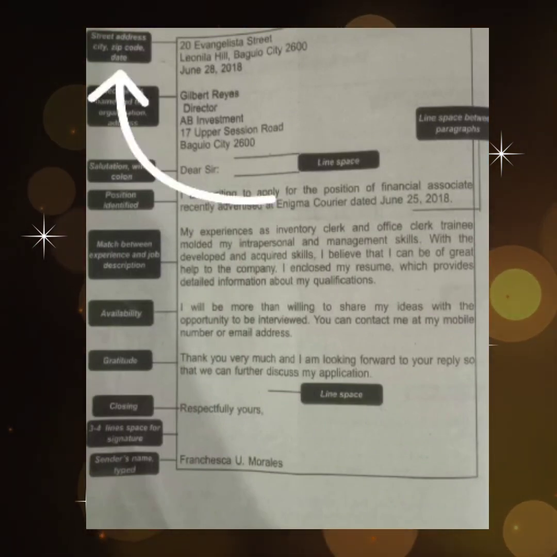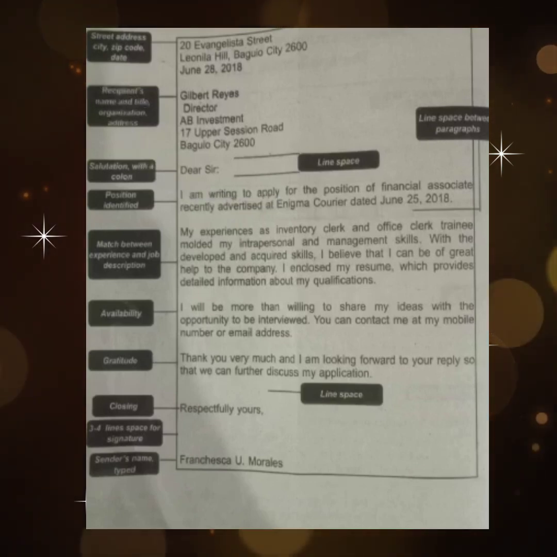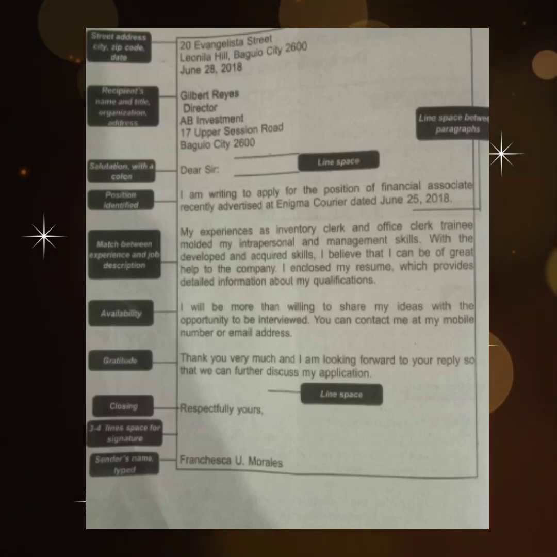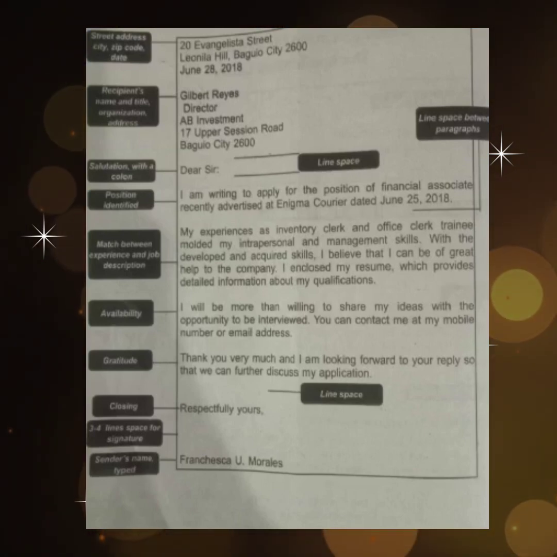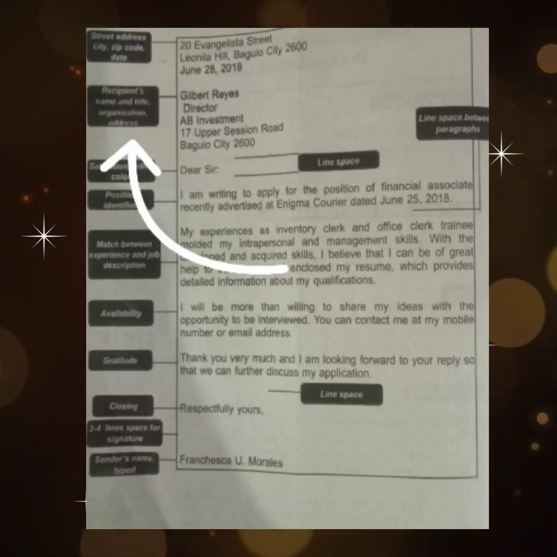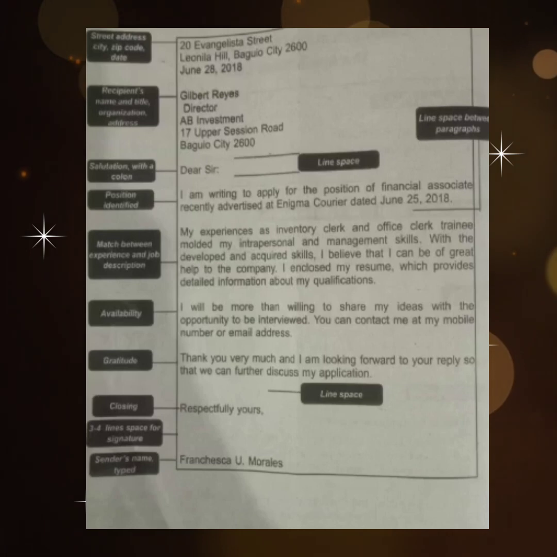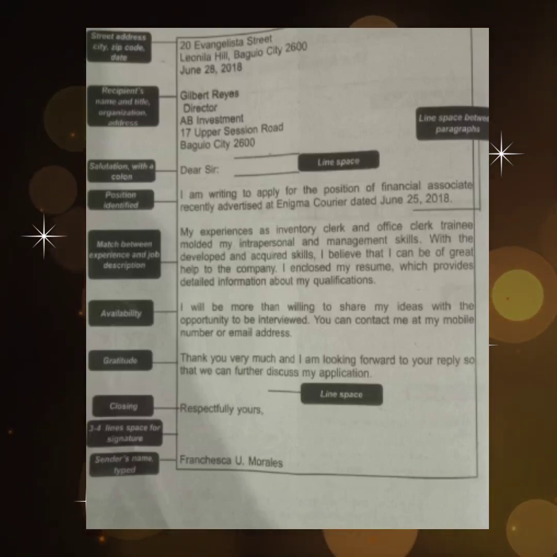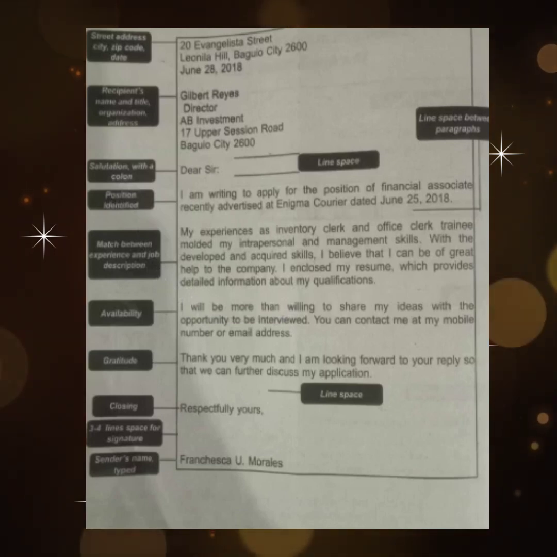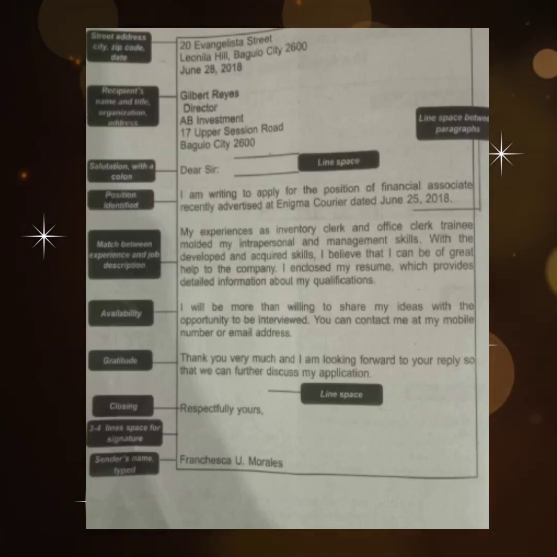Street, address, city, ZIP code, date. This is the sender's address and the date the letter is written, as you can see in the example. Next is the recipient's name and title, organization, address. This is the name, title, and address of the person to whom the letter is addressed. Next is the salutation with a colon. This is a greeting to the recipient, followed by a colon. As you can see, the example is Dear Sir.